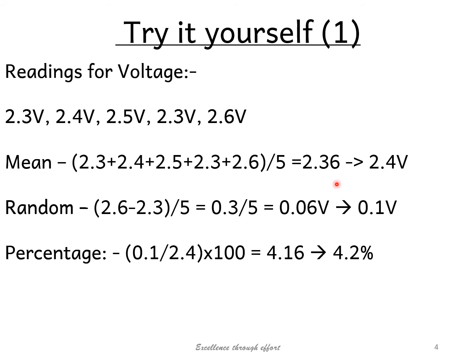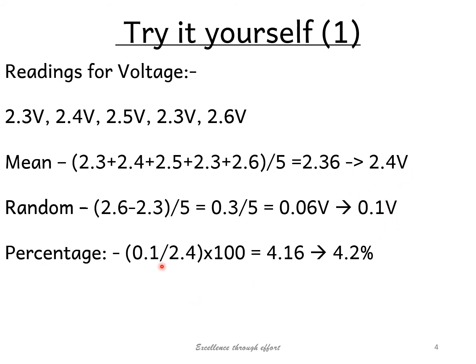So again, notice it's to 2 decimal places, but we want it to 1. So I've rounded my answer up to 2.4. The random uncertainty, again, you're using your equation from the relationship sheet, max minus minimum over the number of readings. And the maximum is 2.6 and the minimum is 2.3. And again, notice we have to round up our answer to 1 decimal place. The percentage is the absolute over the actual reading.